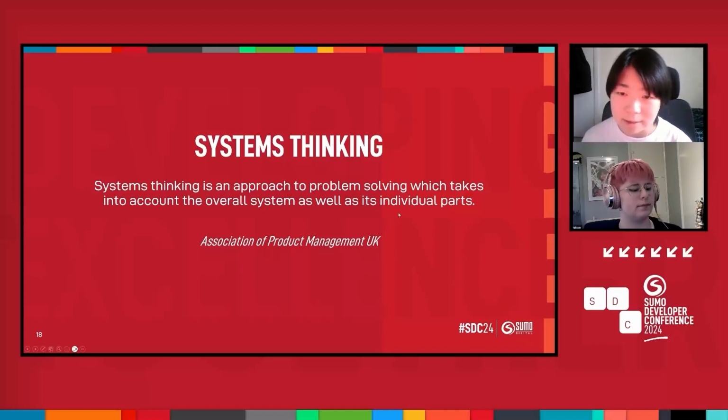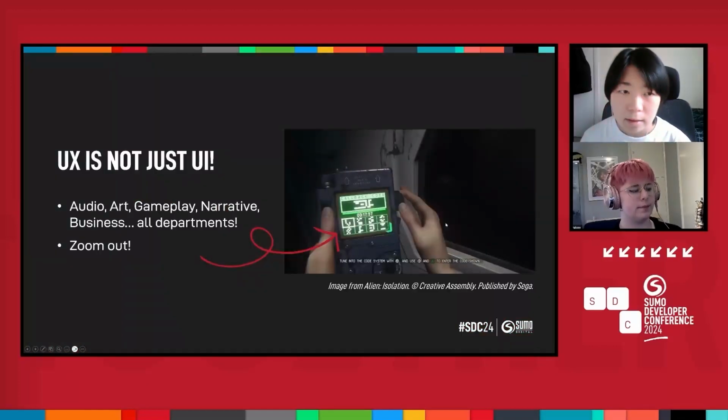Now, what exactly does this mean for games? Well, it's being aware that our design decisions impact so many other areas and have knock-on effects. A common misconception is that UX is just UI. UX actually also includes the audio, the art, the gameplay, narrative, even the business and strategic direction of the whole game in some cases. On the right, we have the example of Alien Isolation.